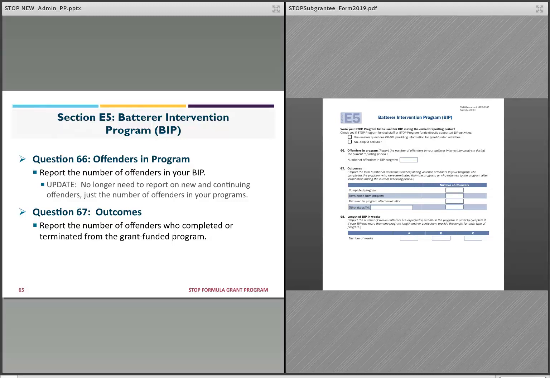In question 67, outcomes, offenders should only be reported here if they completed or were terminated from the grant-funded program. If offenders are continuing in the program and you, as the STOP administrator, see that written out in the other box, that line should actually be erased and they should only be reporting completed or terminated offenders during the current reporting period.